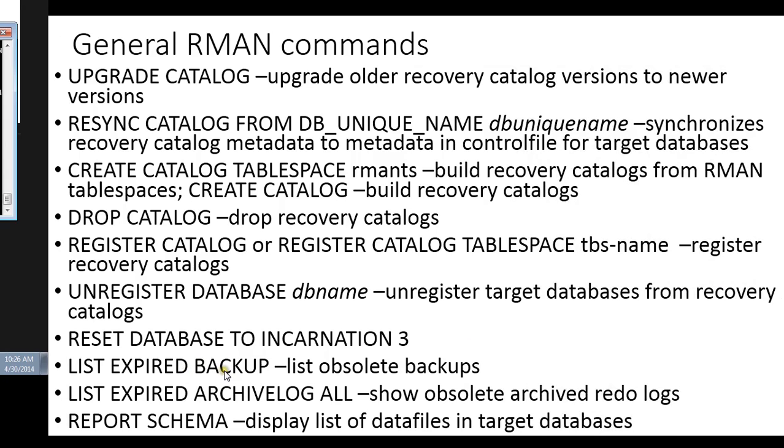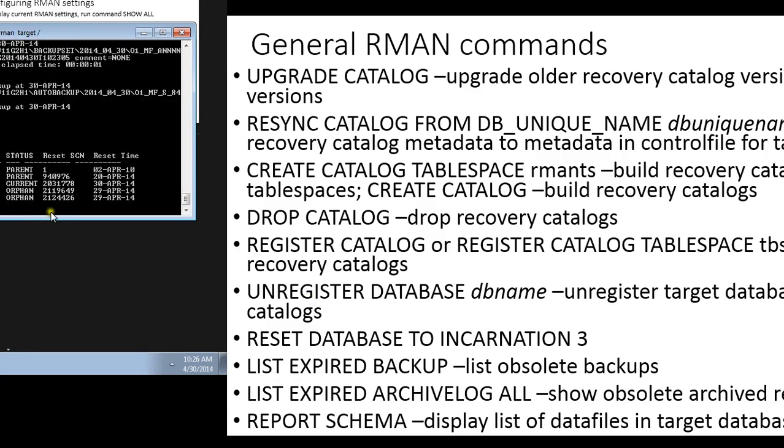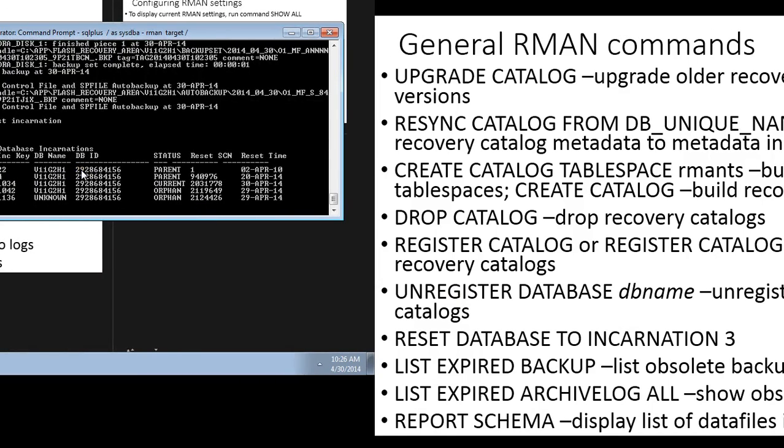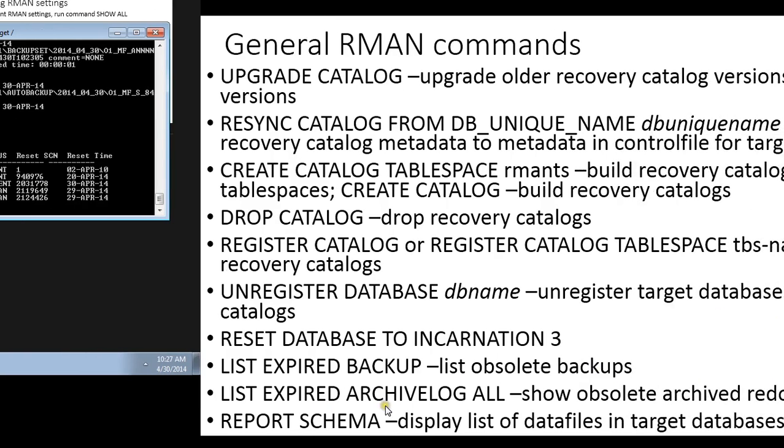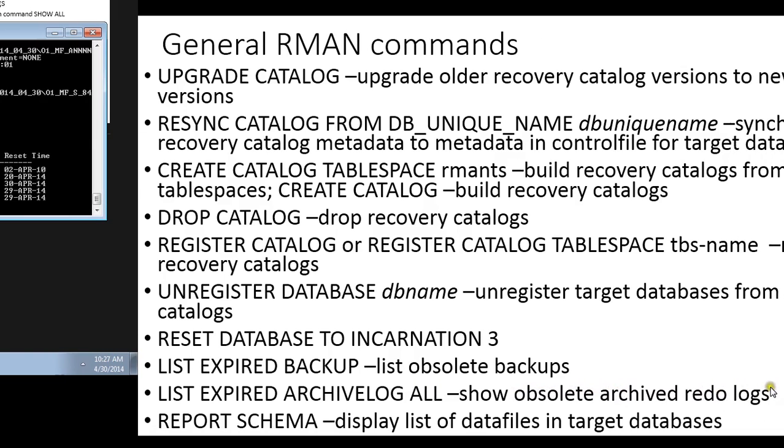And then you also have list expired backup. Basically, this lists out the different obsolete backups. I ran this command earlier, and I didn't have any obsolete backups because of my configuration for making a backup obsolete. All of my backups are recent. My configuration, I think, is 7 days, and all my backups are within 7 days. Same thing with archived redo logs. You can also run list expired archivelog all. This is to show your obsolete archived redo logs.